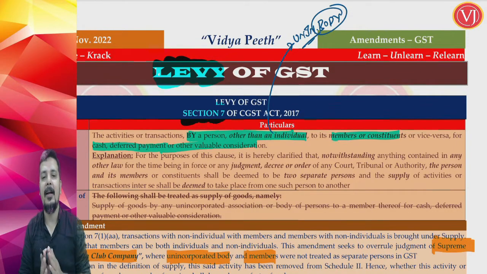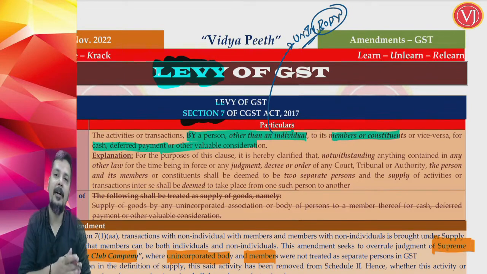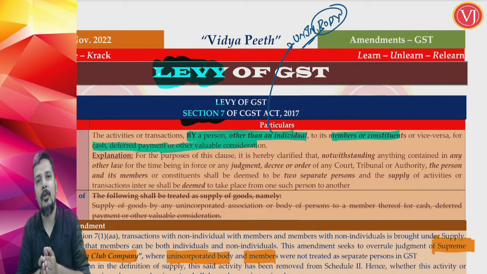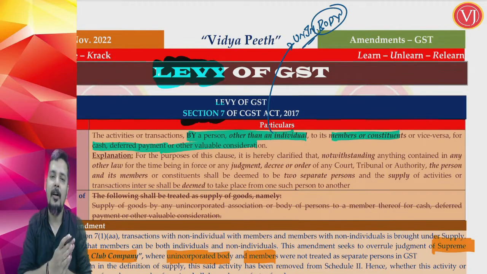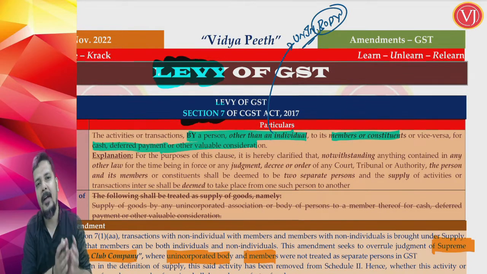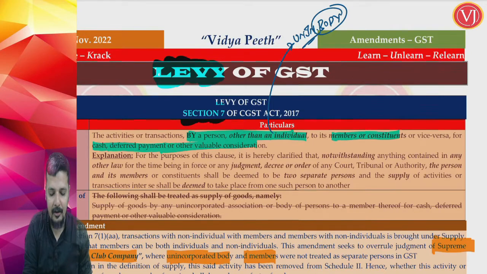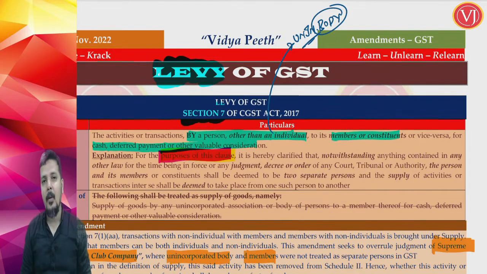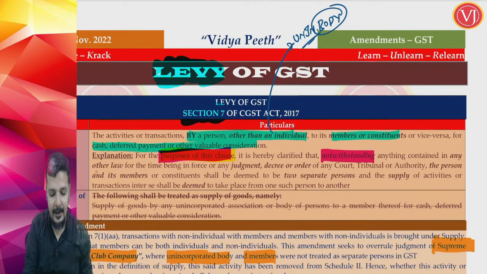So it is telling that whenever there is a transaction between an unincorporated body and the members or constituents, or vice versa, members to unincorporated body, whether the payment is by way of cash or deferred payment or any other valuable consideration, this is supply, deemed supply. Now there is an explanation attached to it, and see the beauty of the explanation. The explanation tells that for the purpose of this clause, that is section 7(1)(aa), it is hereby clarified that notwithstanding anything contained in any other law.